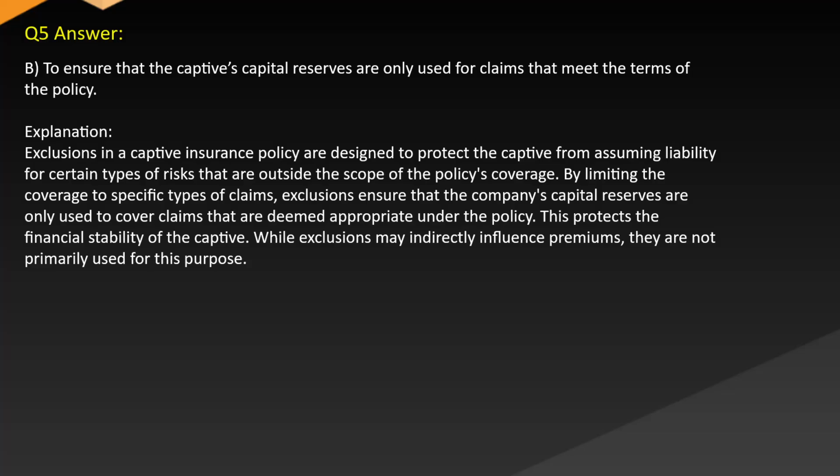By limiting the coverage to specific types of claims, exclusions ensure that the company's capital reserves are only used to cover claims that are deemed appropriate under the policy. This protects the financial stability of the captive. While exclusions may indirectly influence premiums, they are not primarily used for this purpose.